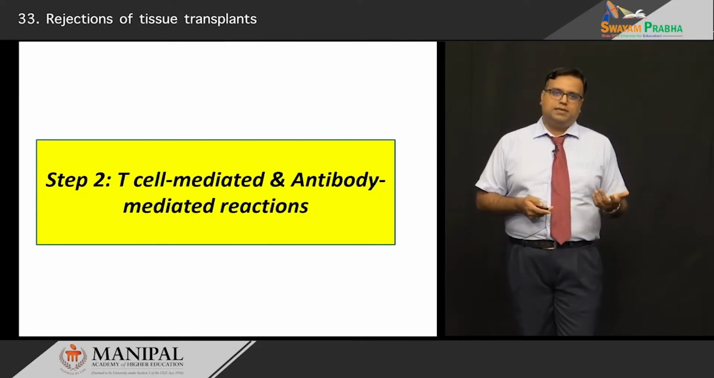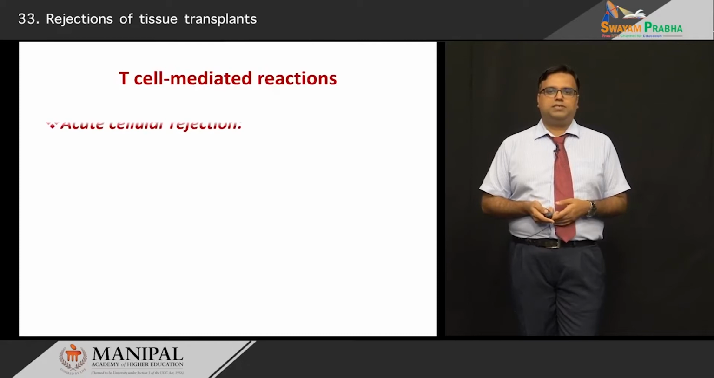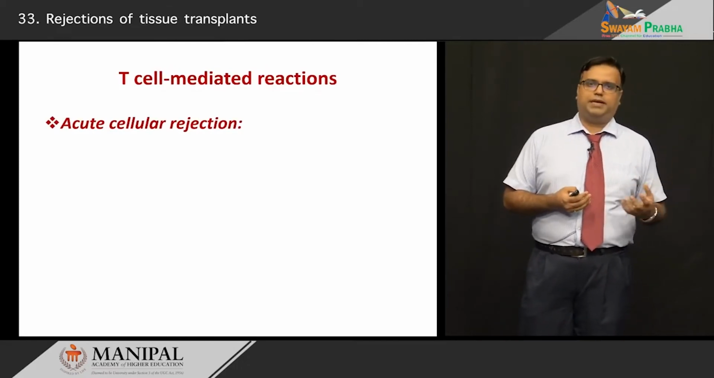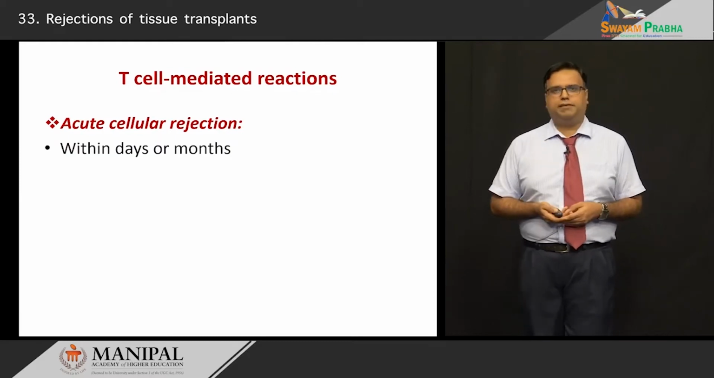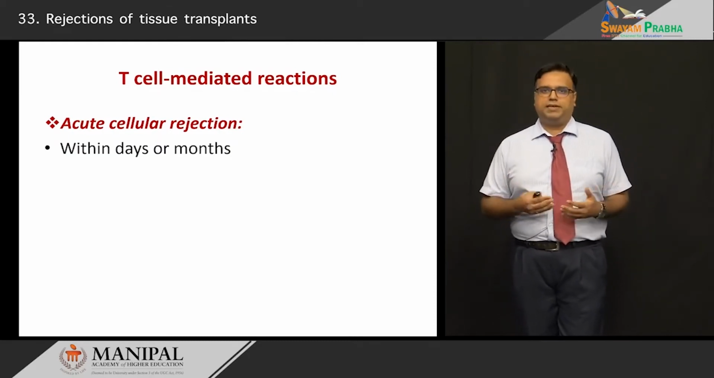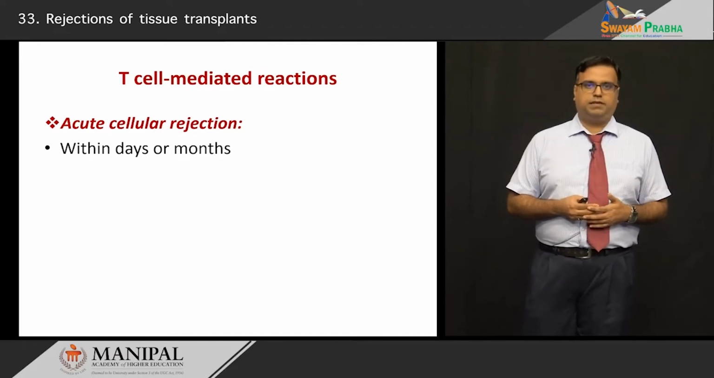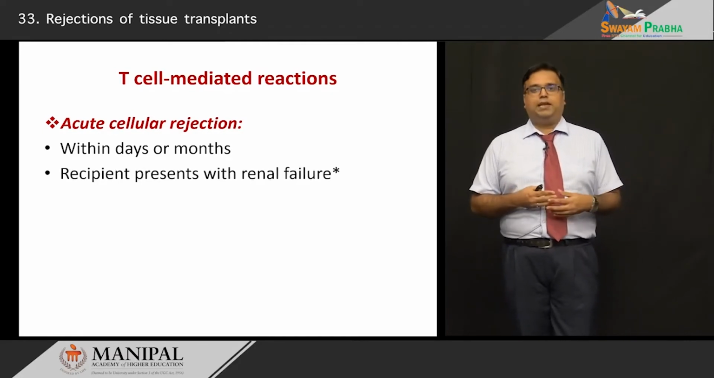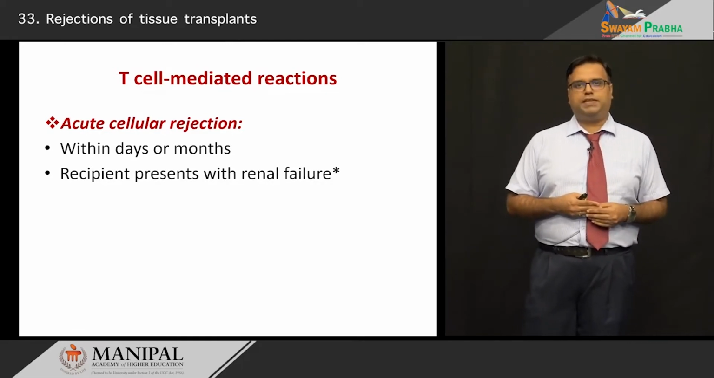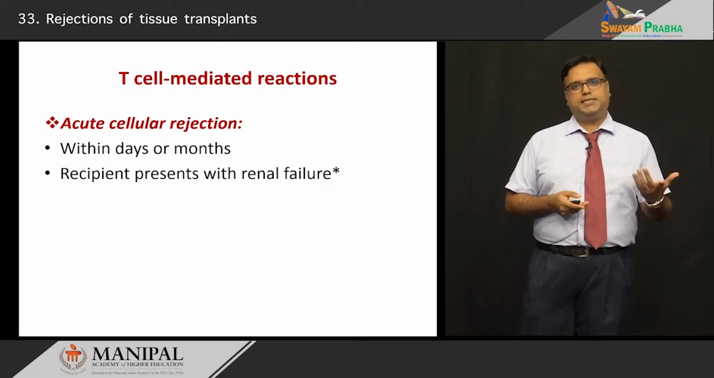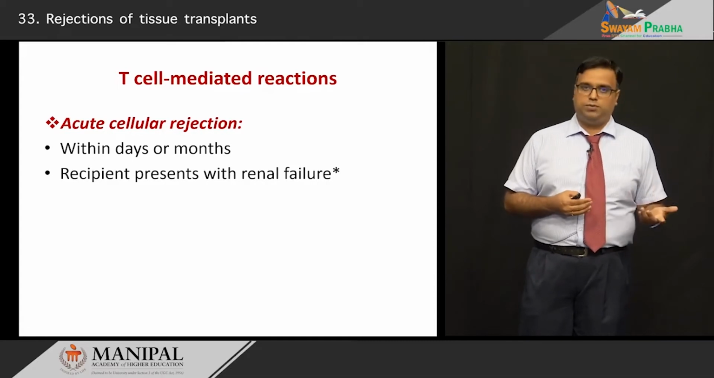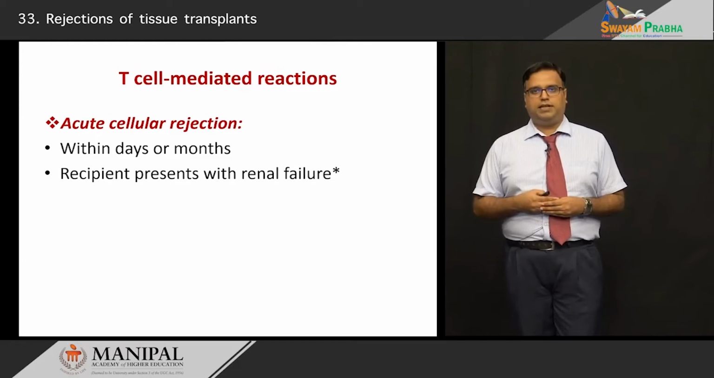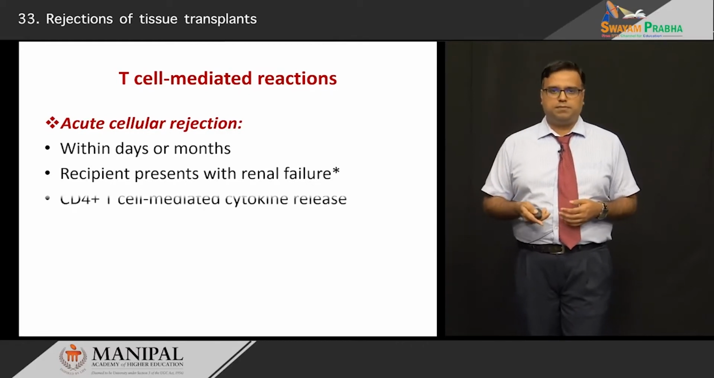Step 2 is T cell and antibody mediated reactions. The T cell mediated reactions can be clubbed as predominantly acute cellular rejection. As the name itself signifies, it occurs within days or months after the post-operative period. These patients, in the context of renal transplant, usually present with acute renal failure. The signs and symptoms could range anywhere between oliguria, anuria, rising blood urea nitrogen, creatinine levels, and other manifestations.